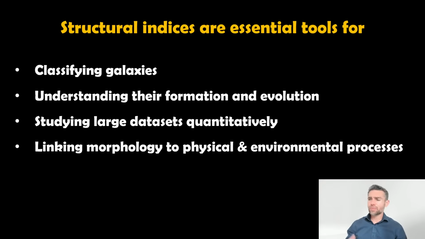And also, we can link the morphology of the galaxy to its physical and environmental process. What does that mean? Well, again, it goes back to those clusters really, and the fact that those galaxies are interacting, they might merge, they can tidally distort each other, so we can link how they look, their structural indices, parameters, to their physical environment and the processes that are occurring there.